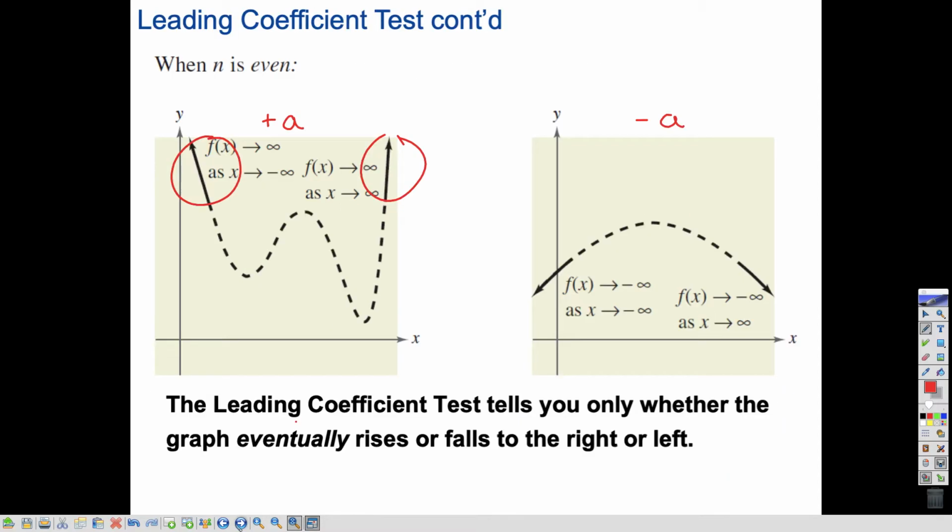How do I know this one is even? Because they both end in the same direction.